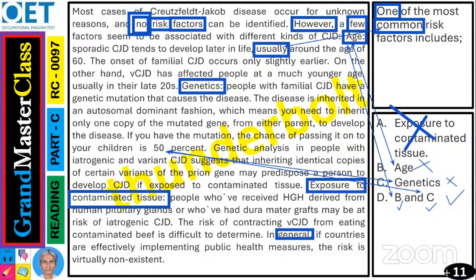I told you, he's creating an ambiguity for the students, confusion for the students. Three answers are right here. All the three are right. Who said B is wrong? C is also right. But the question is, one of the most common risks. No, there are two. So the question is ambiguous. I told you.